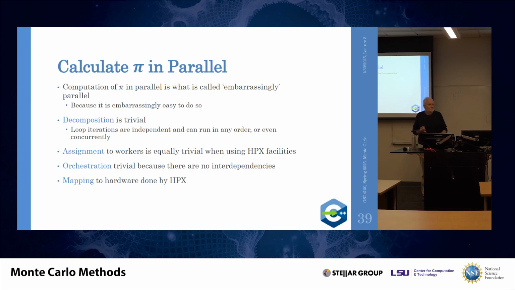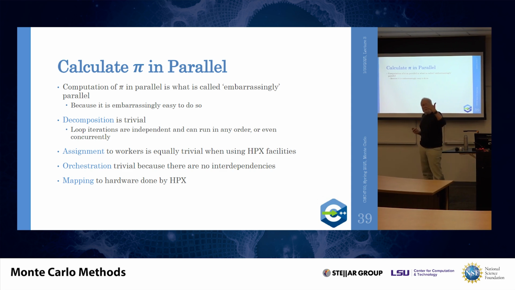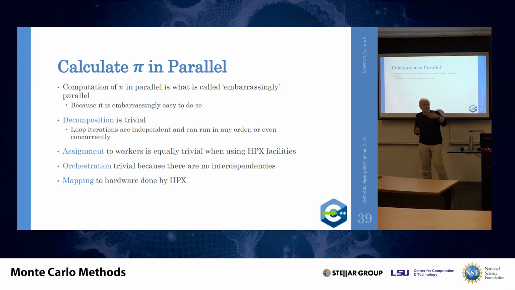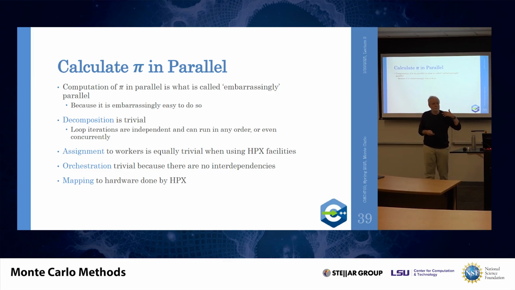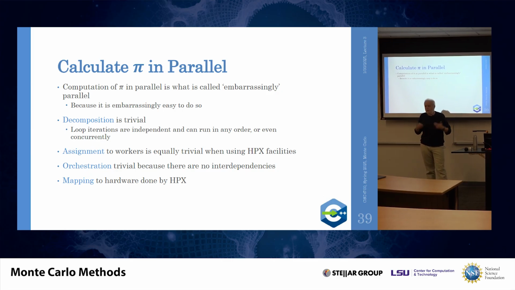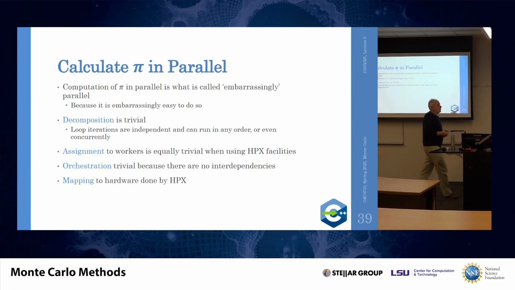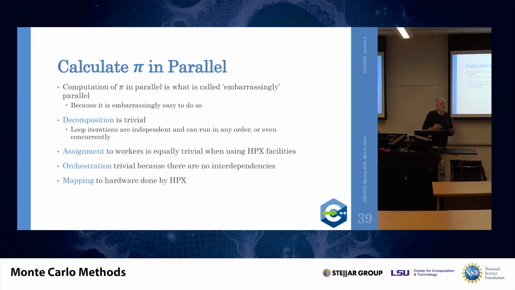Well, the loop body, right? And in the loop body of the attempts, each attempt is completely independent of any other attempt we do. That means that the loop body can be run in any sequence or concurrently. It doesn't even matter that we maintain the sequence of the execution of the loop body. It's random anyway, right? So the decomposition is trivial because the loop iterations are independent and can run in any order or even concurrently.